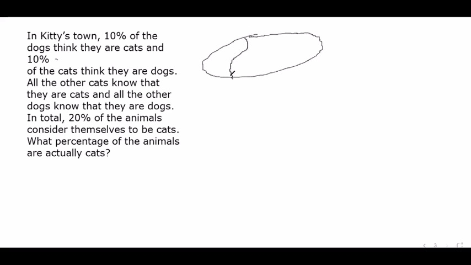And you got dogs on the one hand, and you got cats. Now 10% of dogs think they are cats. So these dogs here, these are the mad dogs. 10% of this lot here think they are cats. Now these other guys think that they are dogs.